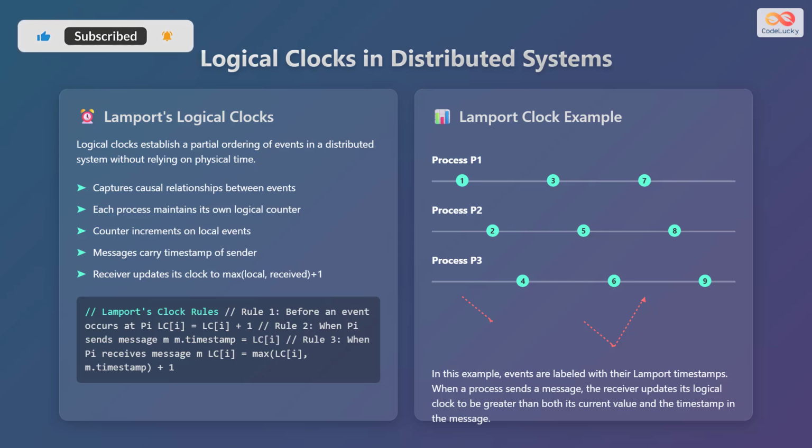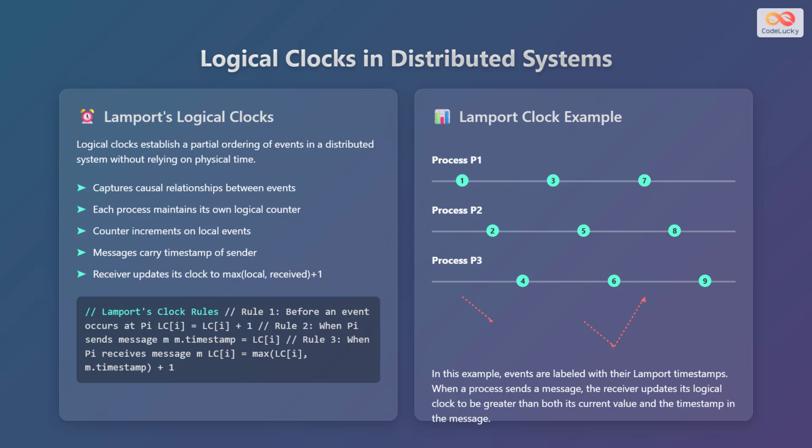Here are Lamport's clock rules. Rule 1 states that before an event occurs at process P sub i, the logical clock at i is incremented. Rule 2 says that when process P sub i sends message M, M's timestamp is set to the logical clock at i. Rule 3 says that when process P sub i receives message M, the logical clock at i is updated to the maximum of the logical clock at i and M's timestamp, plus 1.